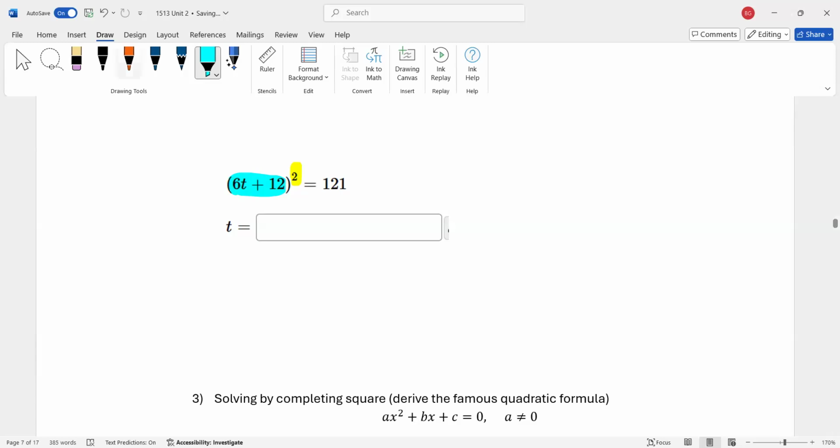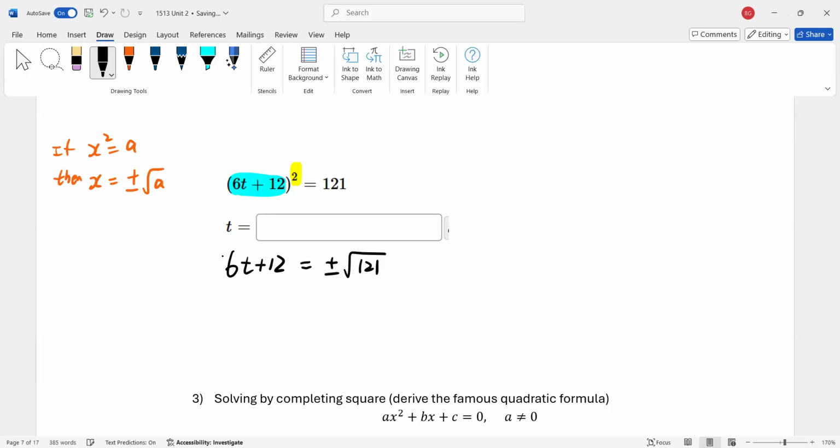Okay, let's apply the square root property. Let me write the square root property again. If x squared equals a, then the base equals plus minus root of whatever is on the right side. So the base, 6t plus 12, the blue, is the x in the formula. The blue equals, don't forget plus minus, the square root of the number on the right side, 121, right? And 6t plus 12 equals plus minus.